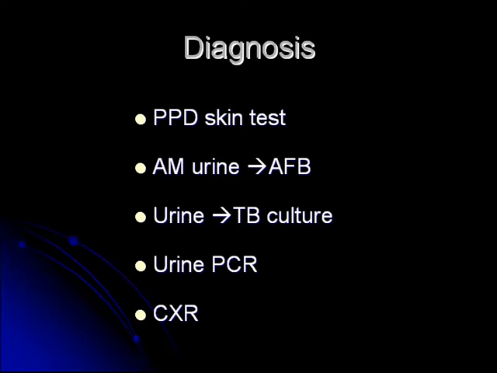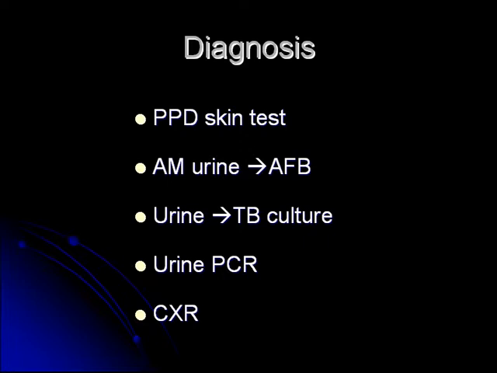You need to send AM urine, first morning urine, because that will have the highest concentration of mycobacteria in it. They take this and stain it using a special stain that exploits the particular characteristics of the cell wall of the mycobacterium. It's called the acid-fast bacilli, or Ziehl-Neelsen stain. The urine is then sent for TB culture, and there's also a PCR test available, but this is quite laborious and is not really used that often, at least in BC.